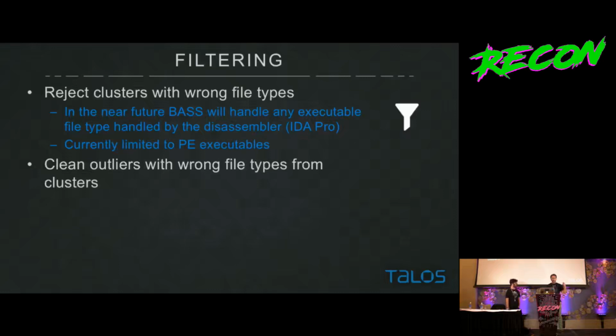So, for example, we have a cluster which contains mainly Windows executables for the x86 architecture, but some executables with MSIL code snuck in, the Microsoft Intermediate Language. We cannot handle MSIL in BASS, so we want to filter those out. Or the other example would be that we have some JavaScript files, and we want to reject those clusters outright if they consist of JavaScript files, because this is not the focus of BASS.